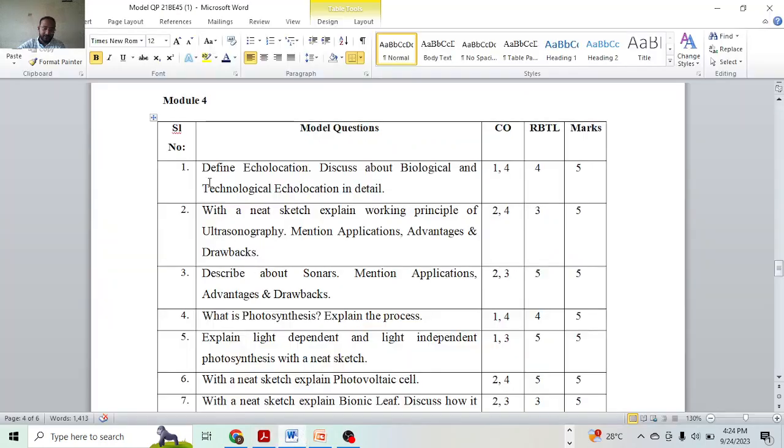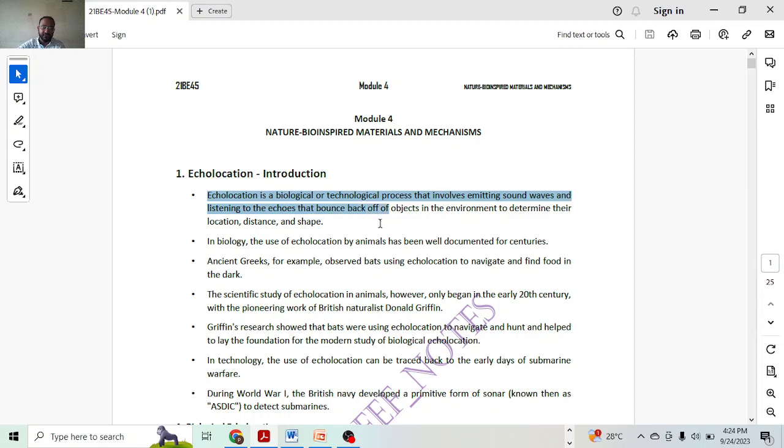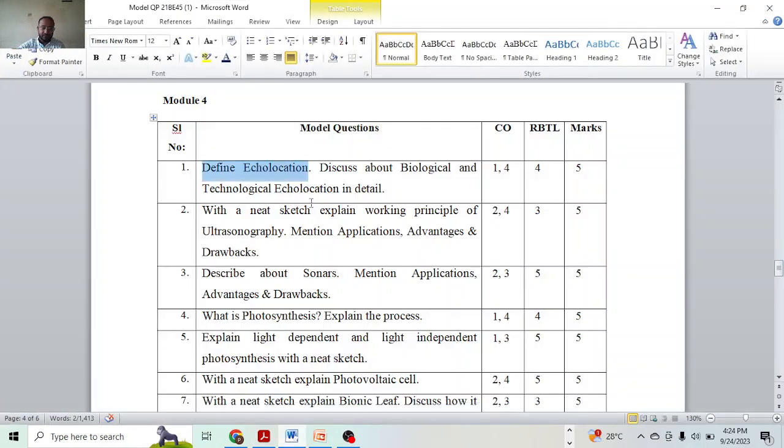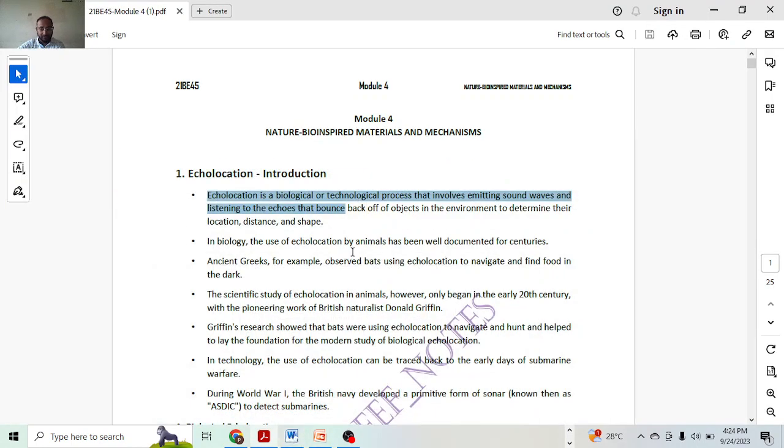So see the first question. Define echolocation. That means I have to just define echolocation. That's it. I don't have to write many things. Then discuss biological and technological aspects. So you have to be very specific. Define echolocation means only one mark.